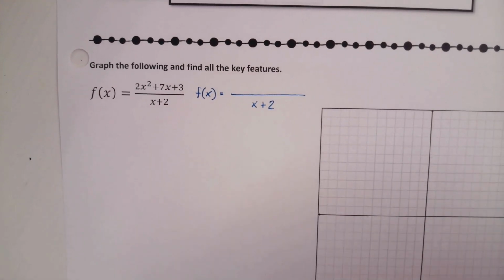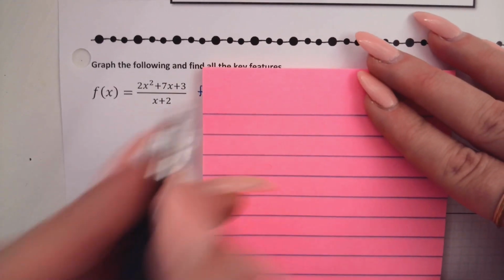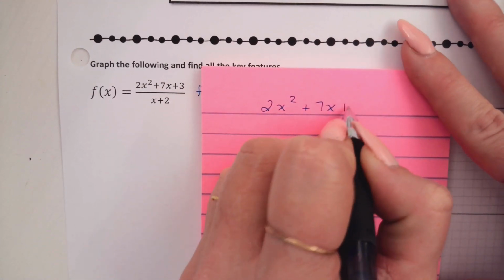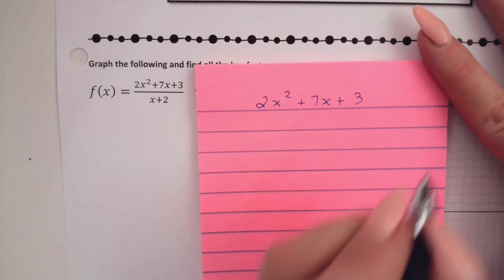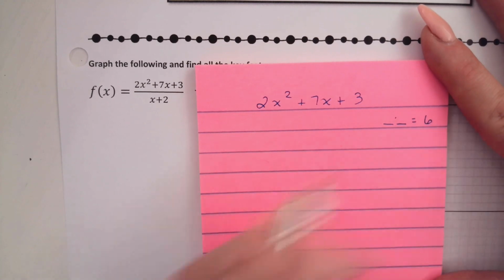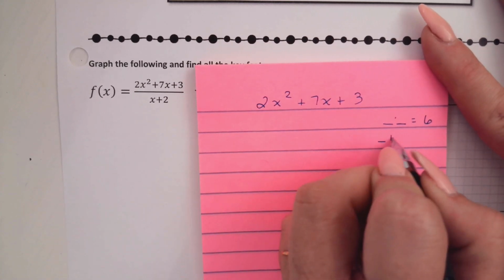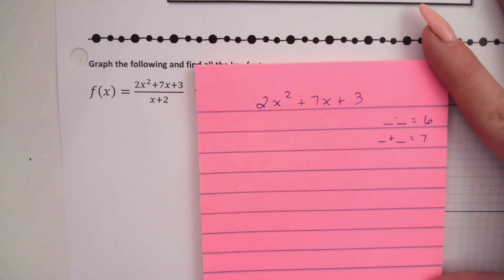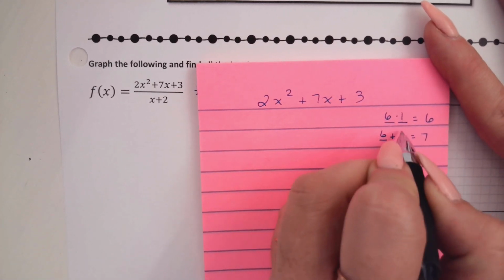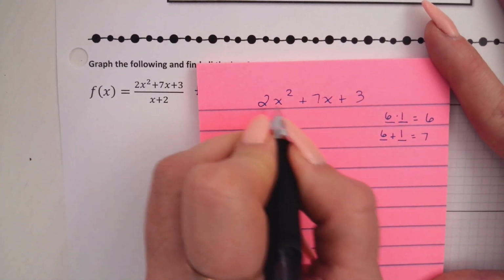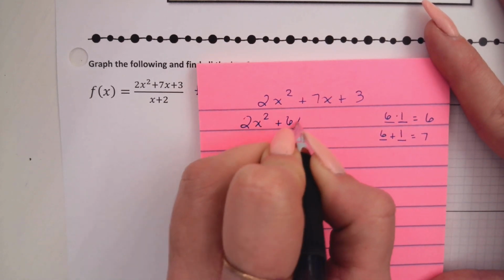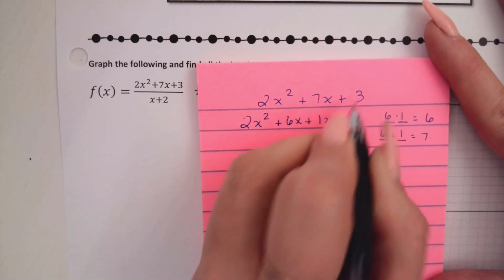I'm going to do it on a Post-it to keep my work clean. 2x squared plus 7x plus 3. So remember, for split the middle, we're looking for two numbers that multiply to a times c, which would be 6, but they need to add to b, which would be 7. 6 and 1. Very good. Remember, those don't go directly in your parentheses, but you are going to split your middle term into a 6x and a 1x, and then bring down your 3.